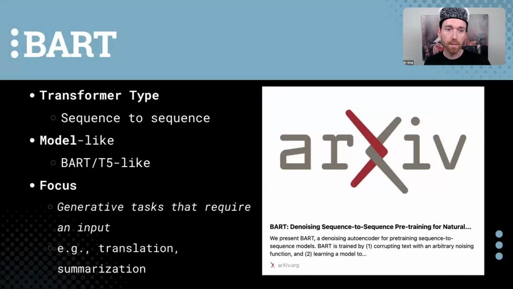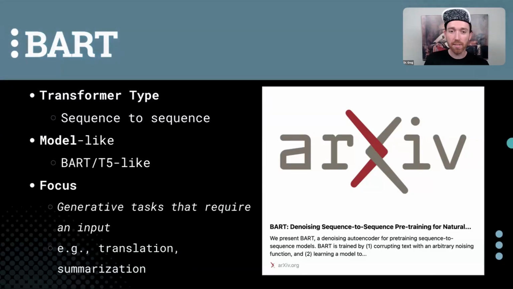Now, we talked a little bit last time, but let's do a quick review. BART. You guys remember what BART stands for? Well, the B stands for bidirectional. The AR stands for autoregressive. Sequence to sequence. Okay, that's starting to be the vibe I get. Generative tasks that require an input, like, oh, translation. Look at that. Je suis étudiant.